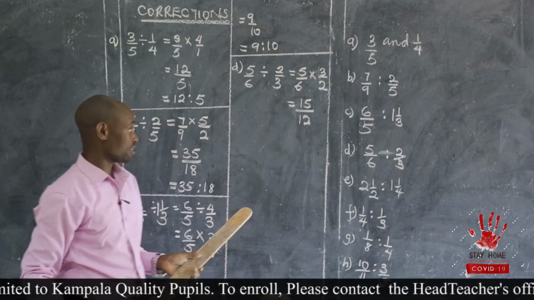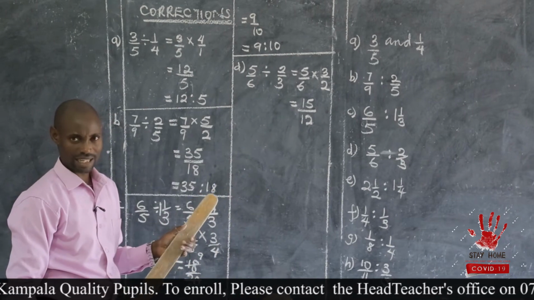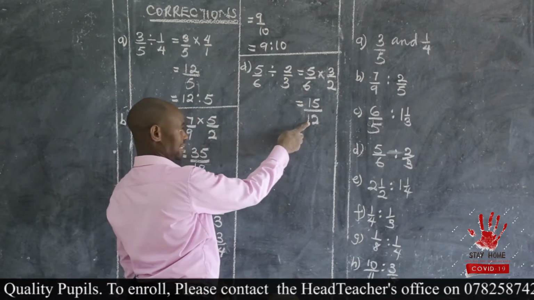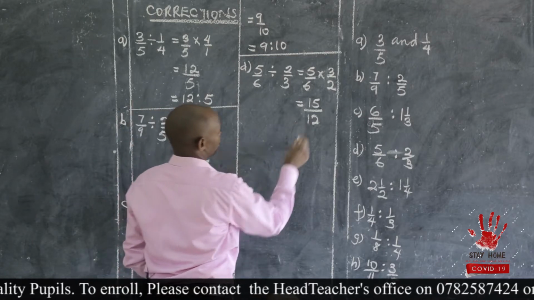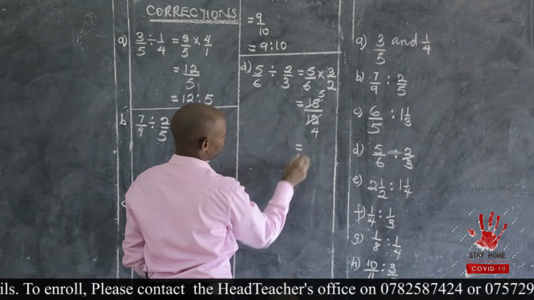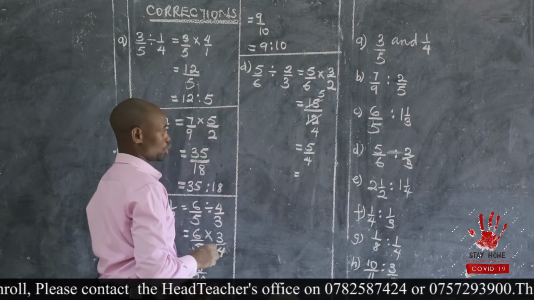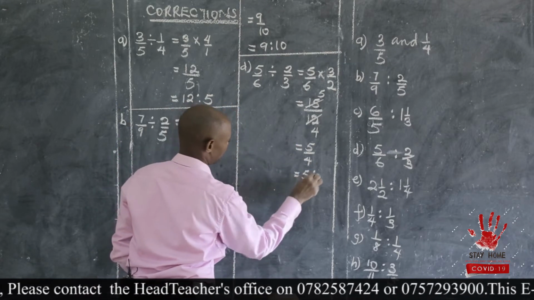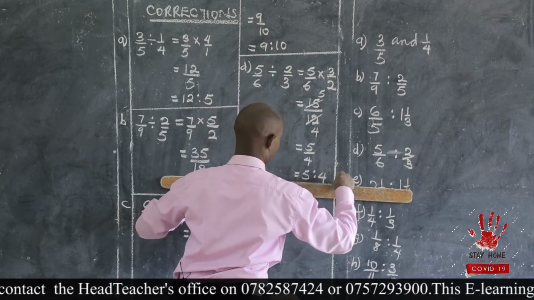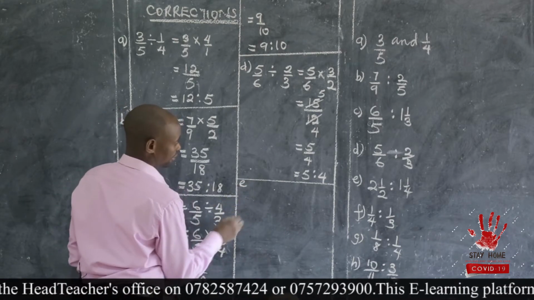Before you write this one as a ratio, make sure that it has been simplified to its lowest term. 15 out of 12, can it be further reduced? I think yes. Which factor can reduce 15 and 12 at the same time? That is 3. So when we divide by 3, we get 5. When we divide by 3, we get 4. So the fraction is 5/4. Can this one be further reduced? No. So how do we write this one? That is 5 to 4.